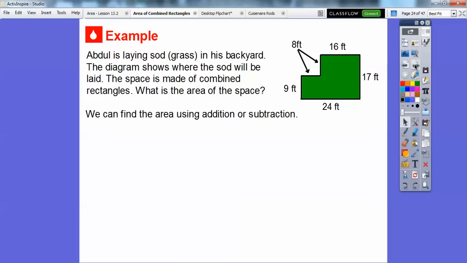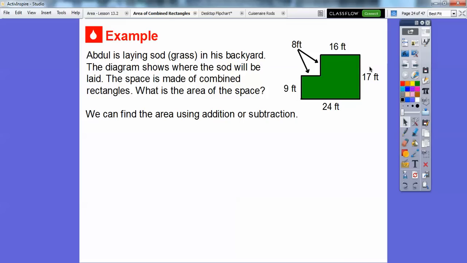All right, here's another one. Abdul is laying sod, and sod is grass, in his backyard. The diagram shows where the sod will be laid. The space is made by combining rectangles. What's the area of the space? What's the area of all of this green sod right here?